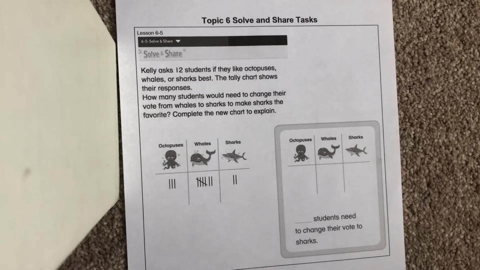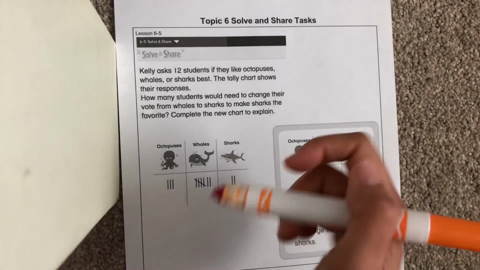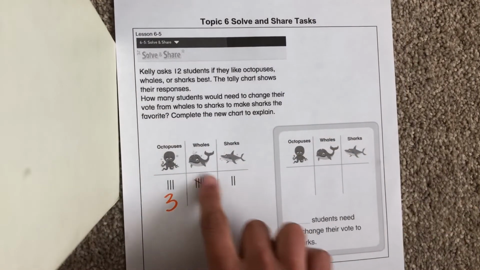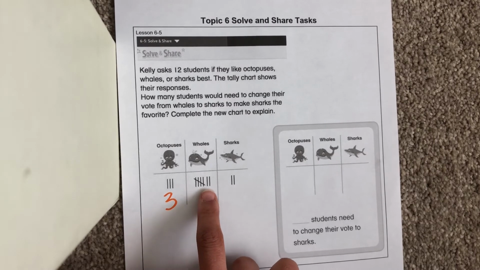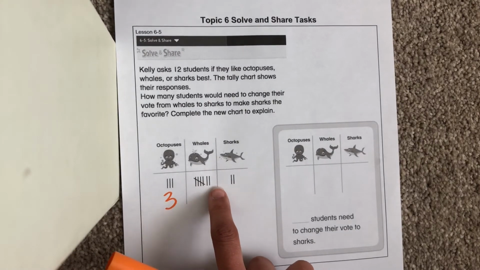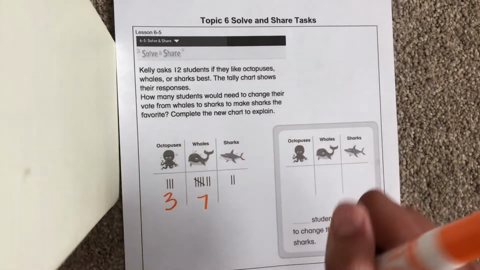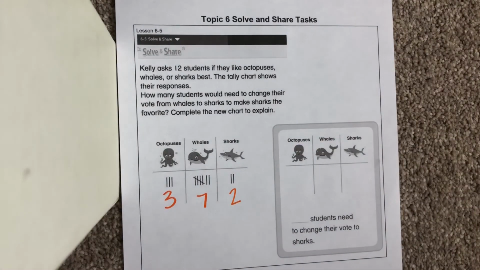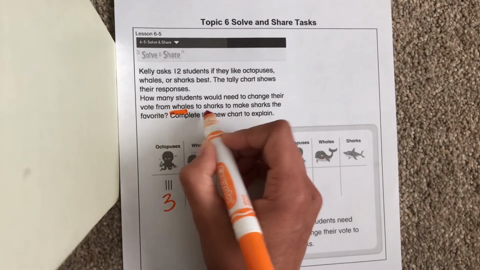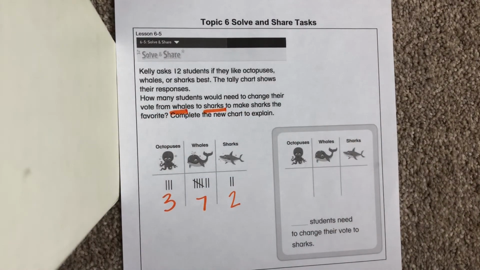So I've got to count how many octopuses. I see 1, 2, 3. When I'm counting this, the one that goes across, I have to count it. So it would say 1, 2, 3, 4, 5, 6, 7. 7 whales. And 1, 2, 2 sharks. I need to see how many there would be from whales to sharks. When I am comparing two things, I'm going to subtract. So anytime I compare two things, I would need to subtract.